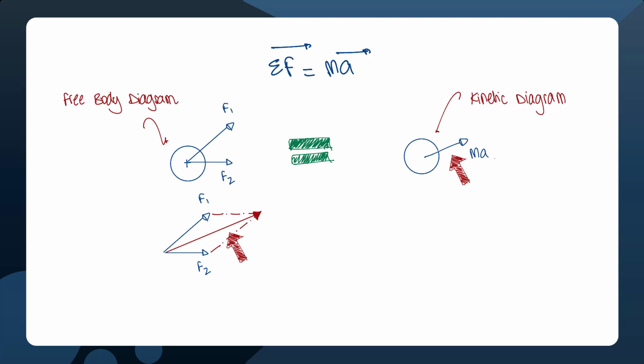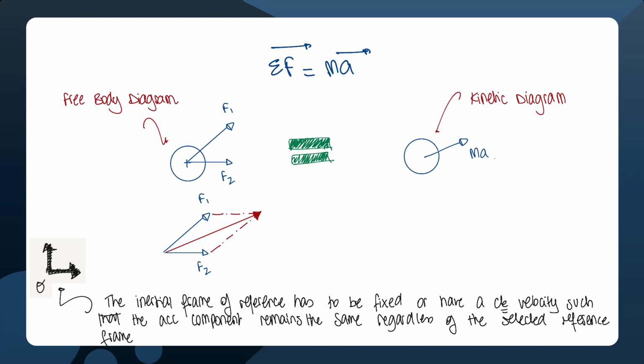Now another thing to note when drawing these diagrams or when solving the problem is that one needs to define an inertial frame of reference. And one needs to keep in mind that the inertial frame of reference has to be fixed or have a constant velocity, such that the acceleration component remains the same regardless of the selected reference.